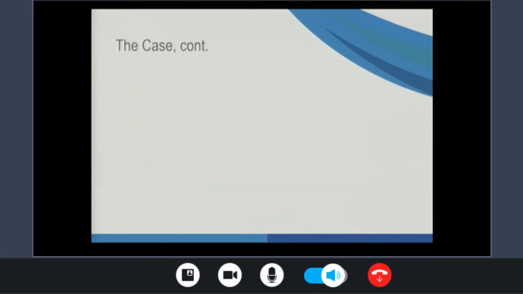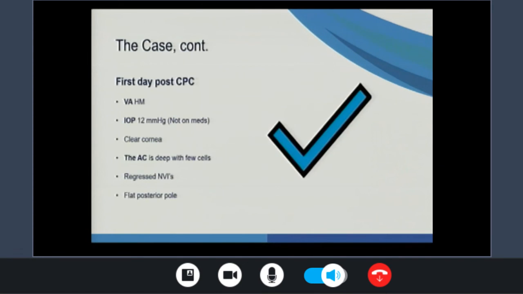1 day post cyclophotocoagulation, the patient is having 12 millimeters of mercury IOP with no medications. The cornea is clear and the AC is deep. Now, going to the literature review.